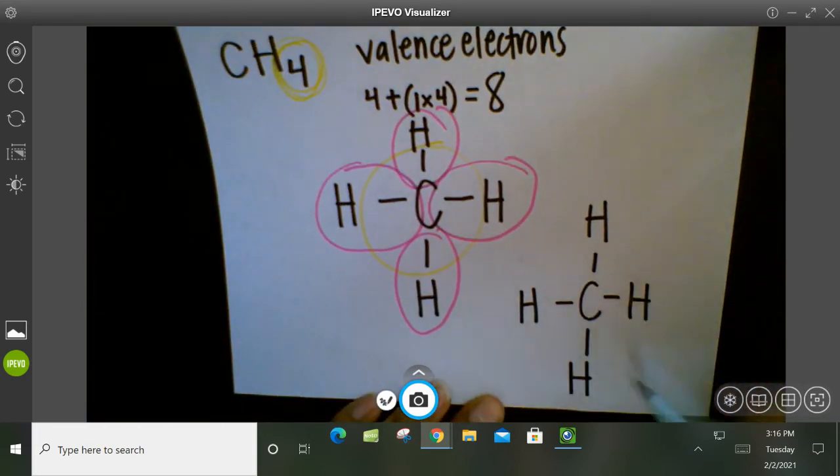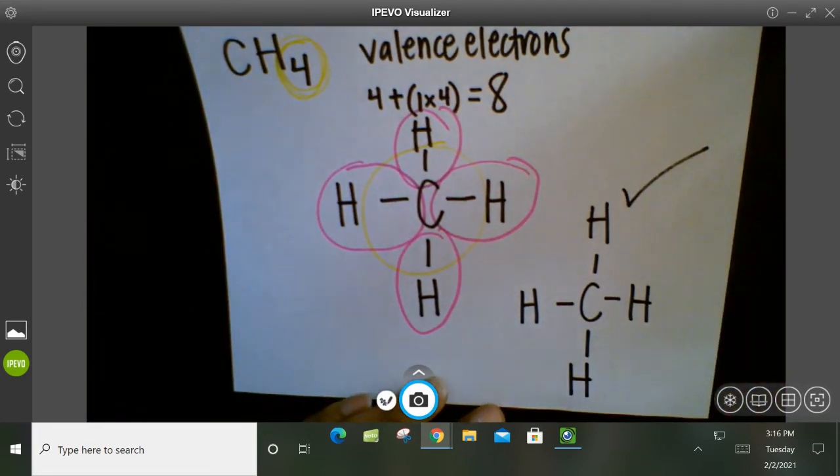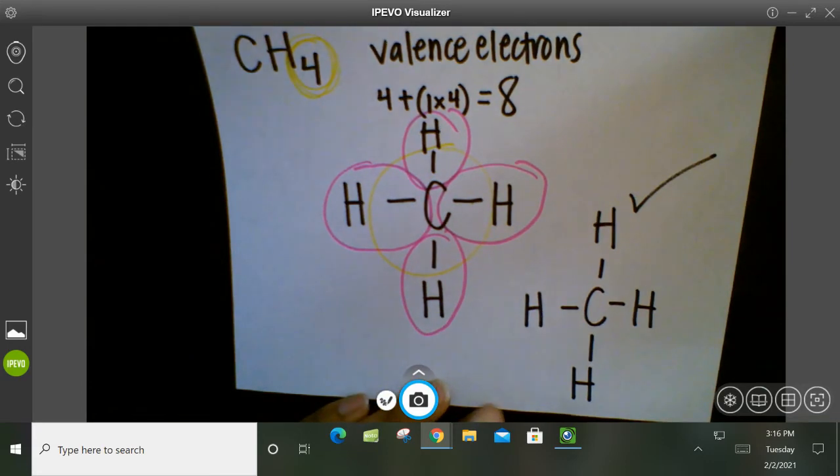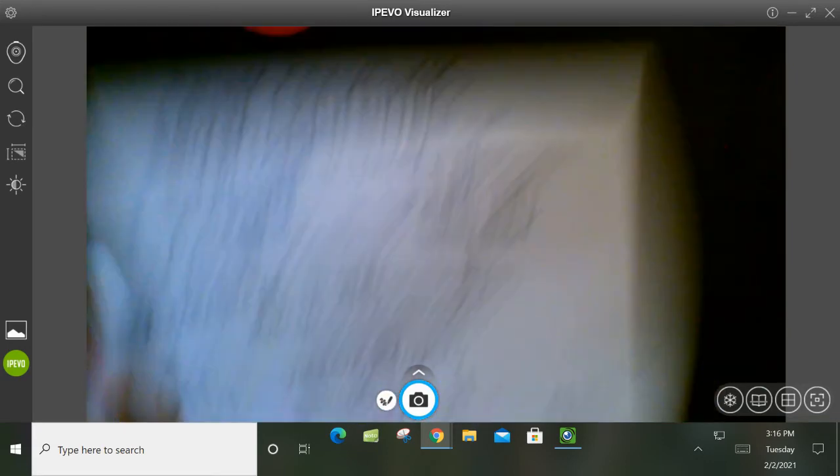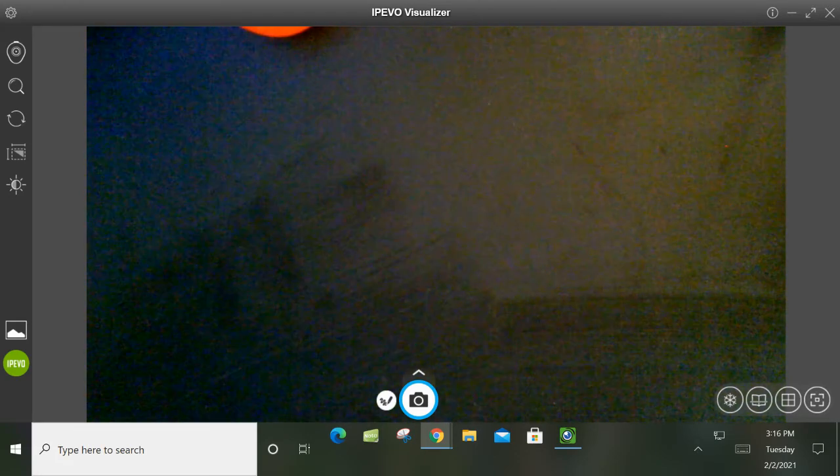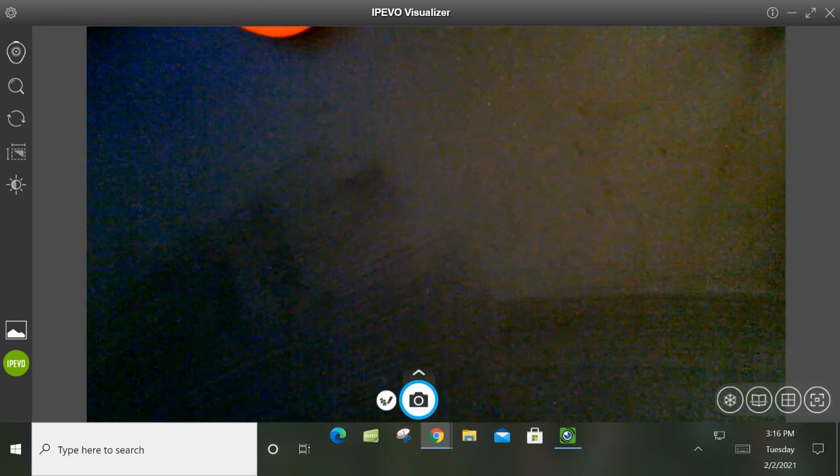And put it so you can actually see what I just did. And so that is the Lewis structure for CH4. All right, let's do another one. NH3, that's the next one on your paper.